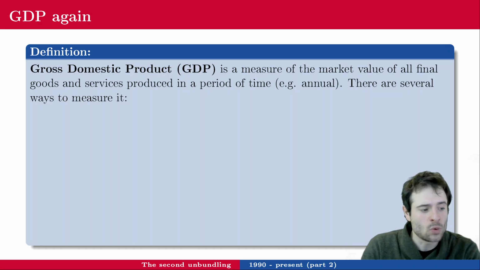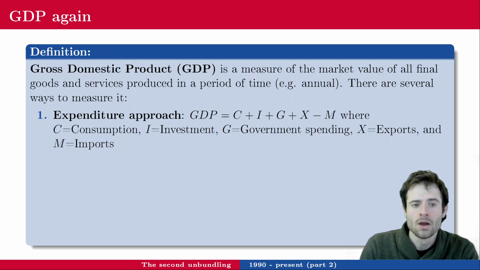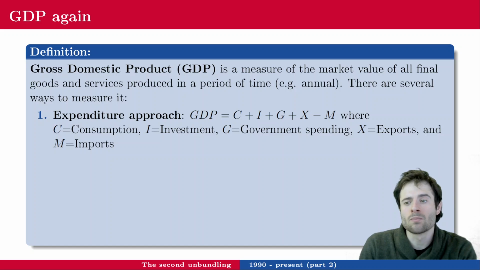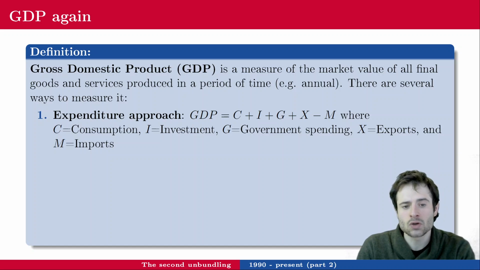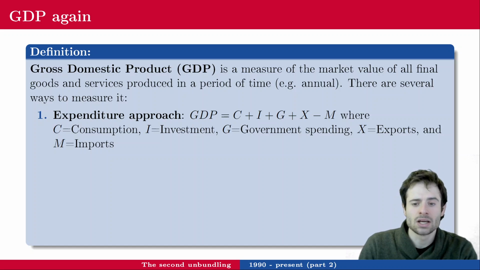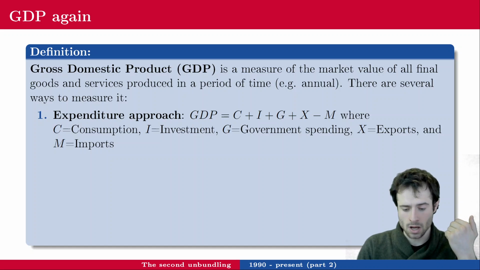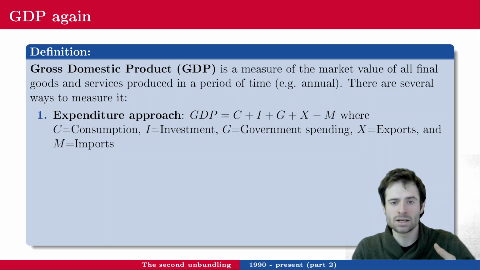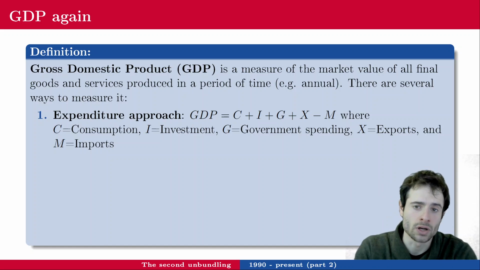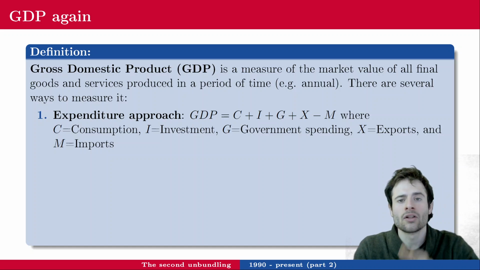Let's go over GDP quickly again. That's going to be needed for the midterm. So, remember the GDP is a measure of the market value of all final goods and services produced in a period of time. There are several ways to measure it. The expenditure approach consists in aggregating what's consumed, what's invested, and what's purchased by the government, plus what is being sold abroad, minus goods coming from abroad. GDP is for domestic, so it's everything that happens on the territory.